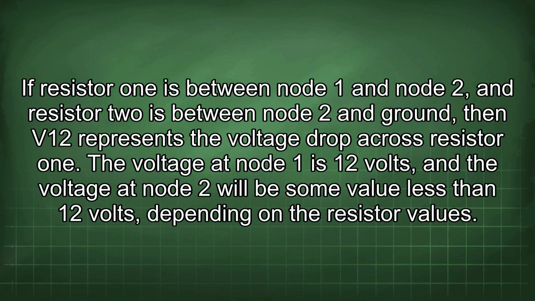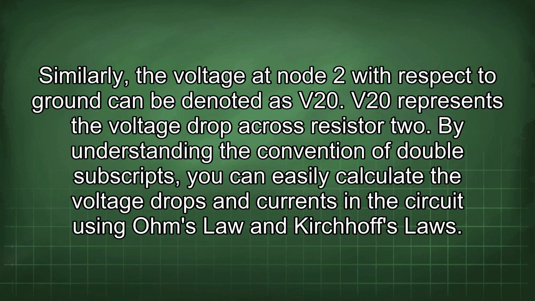The voltage at node 1 is 12 volts, and the voltage at node 2 will be some value less than 12 volts, depending on the resistor values. Similarly, the voltage at node 2 with respect to ground can be denoted as V20. V20 represents the voltage drop across resistor 2. By understanding the convention of double subscripts, you can easily calculate the voltage drops and currents in a circuit using Ohm's law and Kirchhoff's laws.